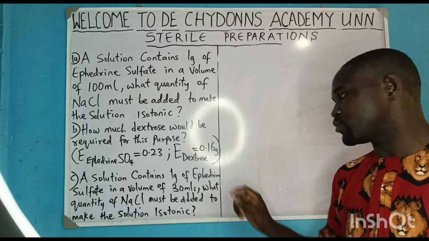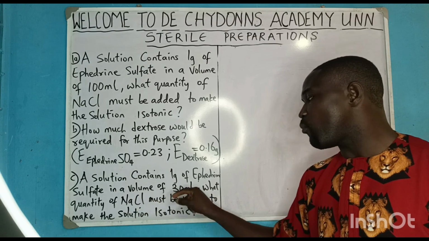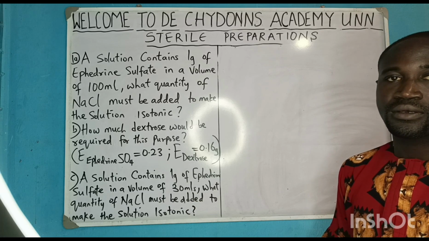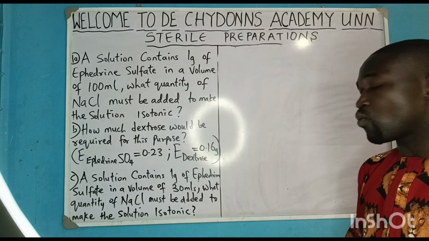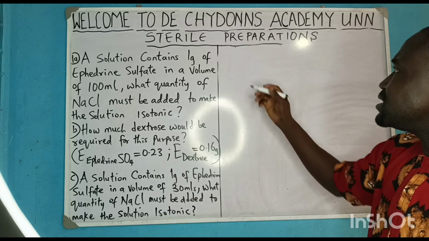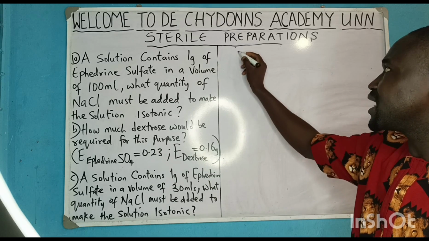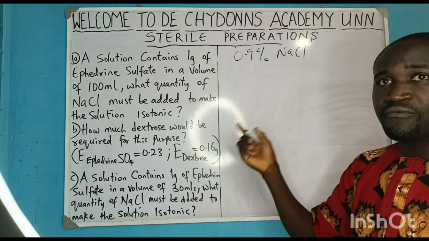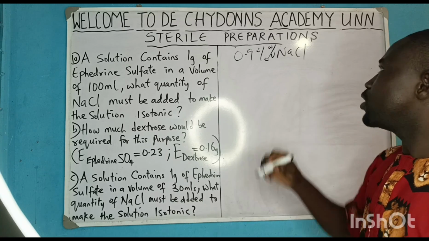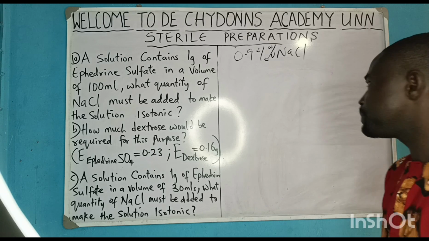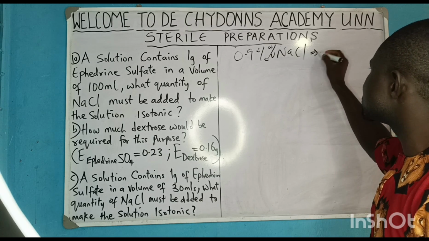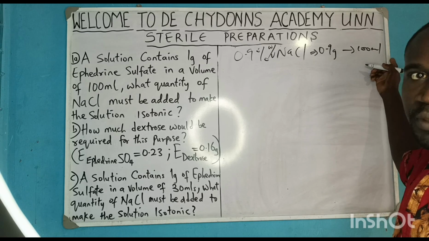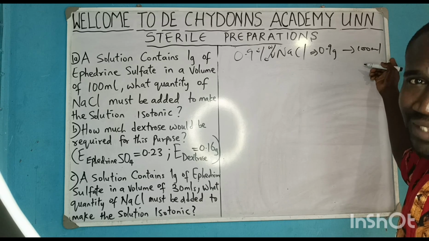Now to answer question number 3: a solution contains 1 gram of ephedrine sulfate in a volume of 30 ml. What quantity of sodium chloride must be added to make the solution isotonic? To make it isotonic, watch what we do. Remember that for a solution to be isotonic, it will have 0.9% what? Sodium chloride, weight per volume, right? Now watch what you do here. You say that this means 0.9 gram is in 100 ml. It must be in 100 ml to be isotonic, as we said.